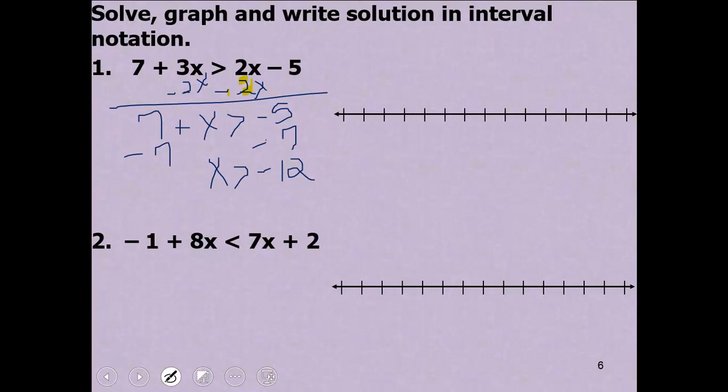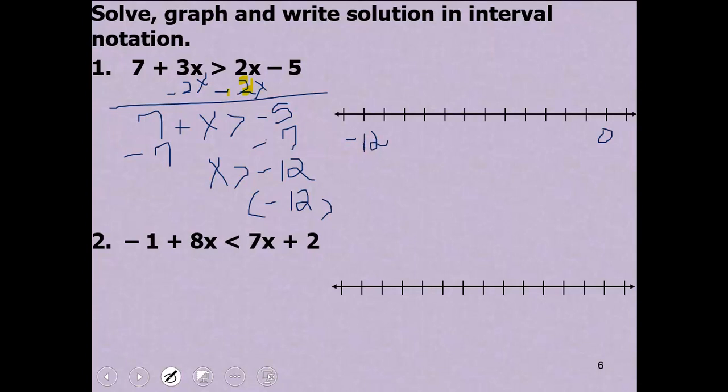X is greater than negative 12. I need all numbers that are bigger than negative 12. So that means my smallest number that I can have is negative 12, and I have to go off to the right. So if this is 0, 1, 2, 3, 4, 5, 6, 7, 8, 9, 10, 11, 12. Here's negative 12.